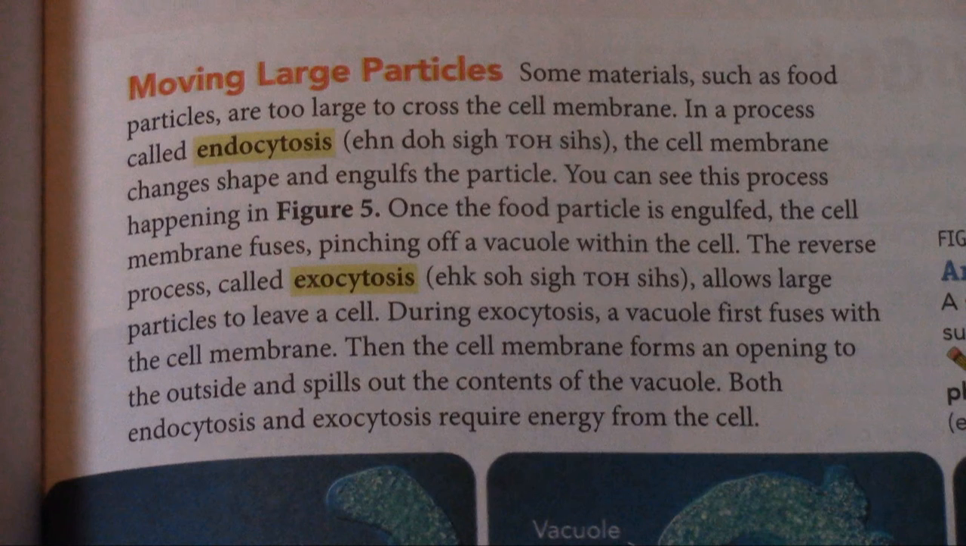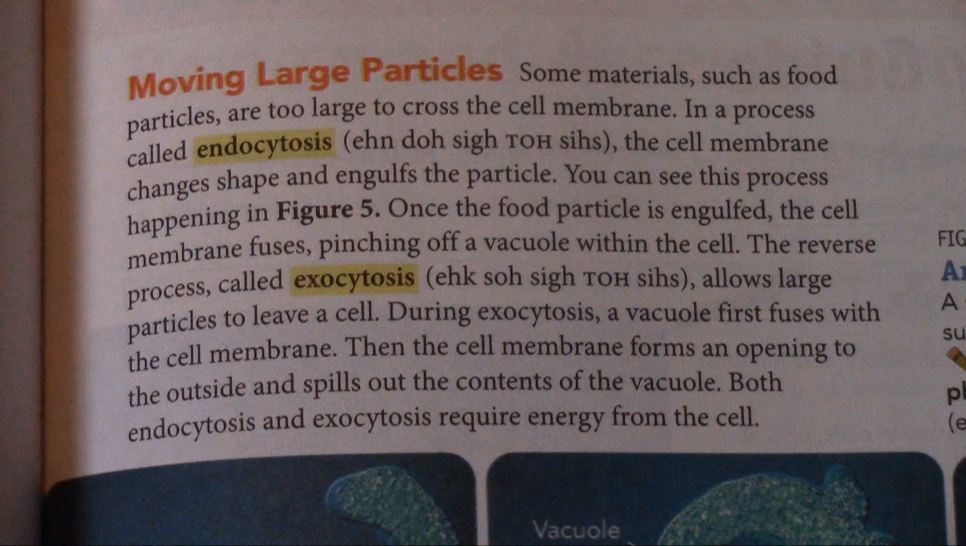Moving large particles. Some materials, such as food particles, are too large to cross the cell membrane. In a process called endocytosis, the cell membrane changes shape and engulfs the particle. You can see this process happening in Figure 5. Once the food particle is engulfed, the cell membrane fuses, pinching off a vacuole within the cell.